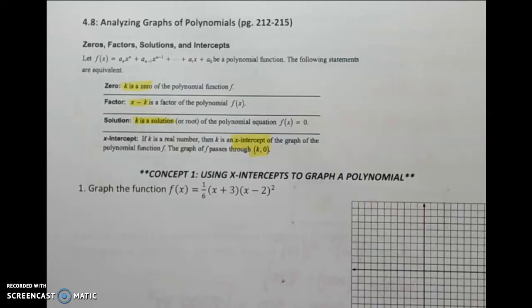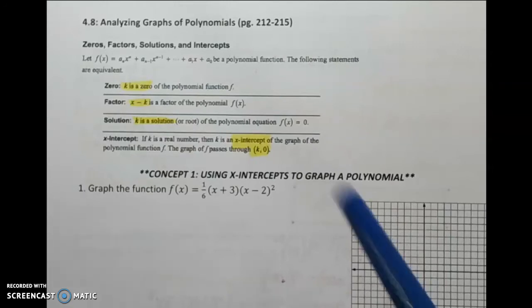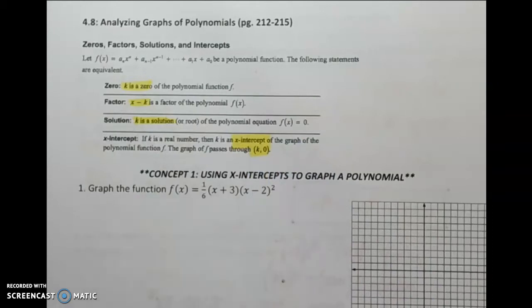4.8, Analyzing Graphs of Polynomials, pages 212 to 215. Zeros, factors, solutions, intercepts. Okay, so if we have a polynomial, k is a 0. Therefore, in factor form, x minus k is a factor of the polynomial, and k is a solution. So the x-intercept is (k, 0).